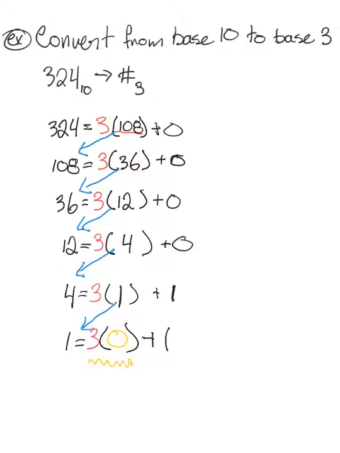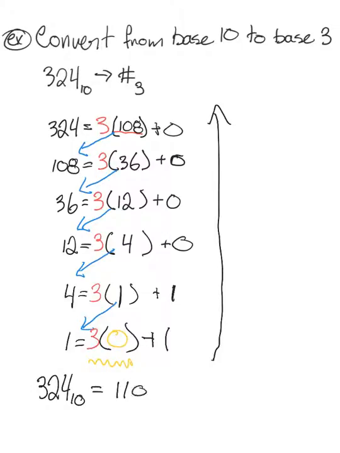But it doesn't look like it. So if we draw this arrow up to the top, it means that your numbers have to go from bottom to top. Or 324 in base 10 will equal 110,000 in base 3.